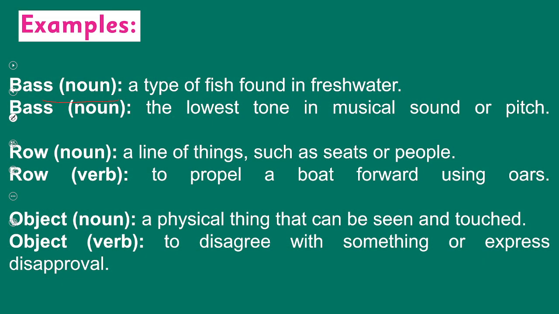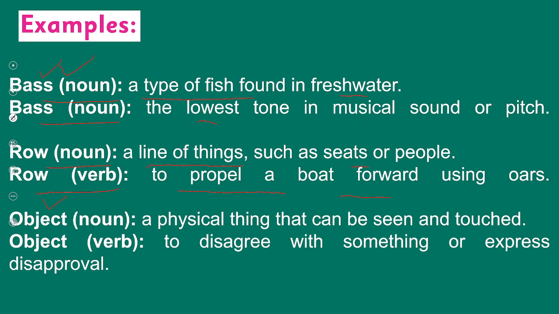All right. Bass. Bass is a type of fish found in fresh water, and bass is the lowest tone in musical sound or pitch. Row. A line of things such as seats or people, and row, to propel a boat forward using oars.